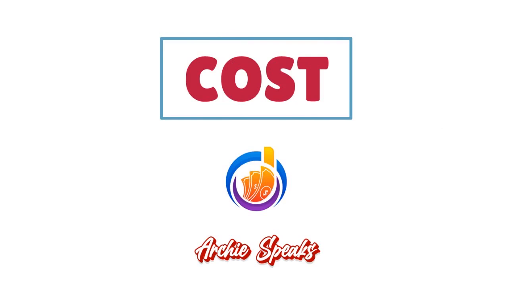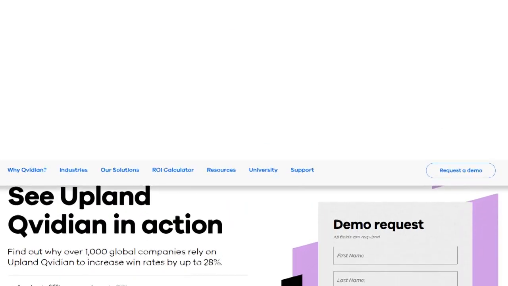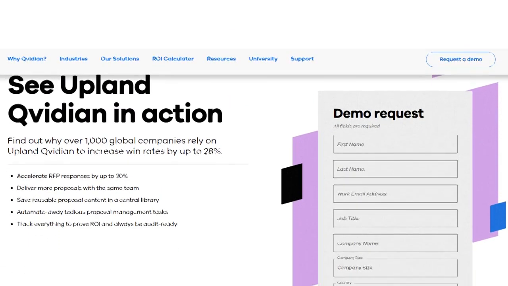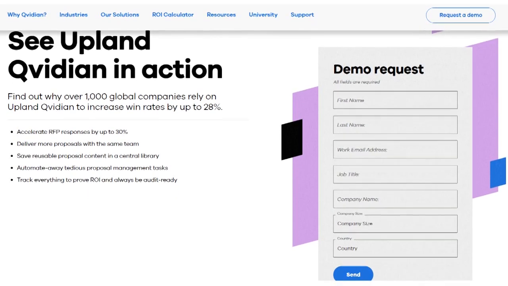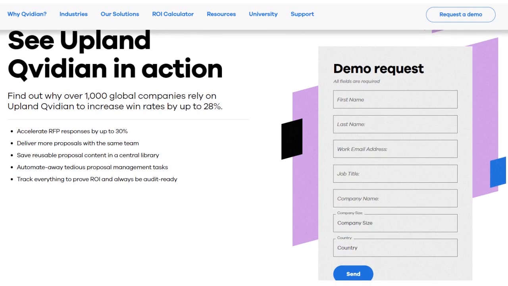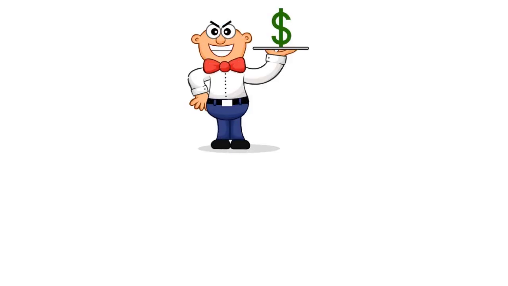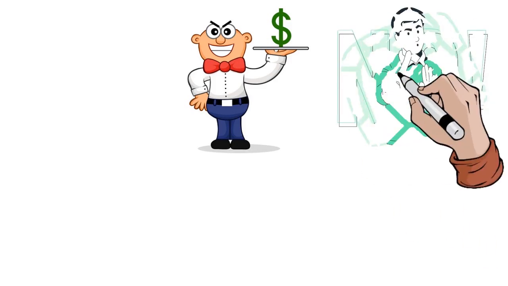What about the cost here? When you think about Qvidian, what kind of cost can you contemplate? You can see on the screen here that Qvidian wants you to call them. They don't have anything about the pricing. And now some people say, well, you know what? When a company doesn't actually publish the pricing, that means the software is expensive. Is Qvidian expensive? No. Is Qvidian cheap? No.